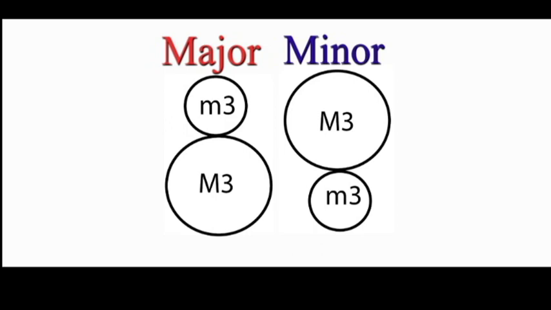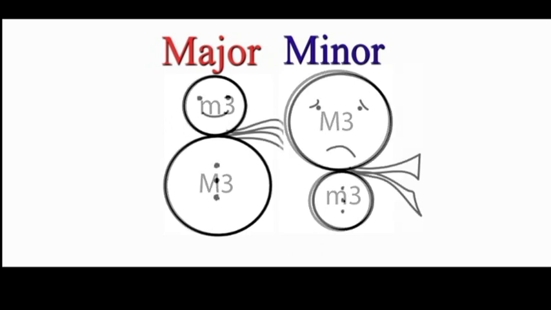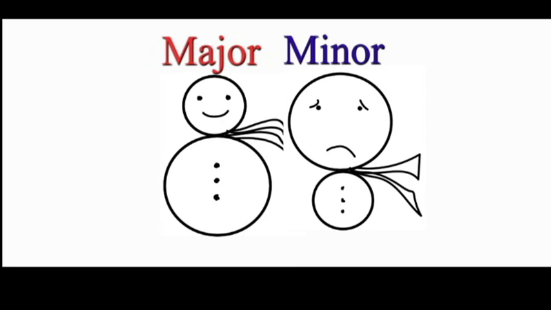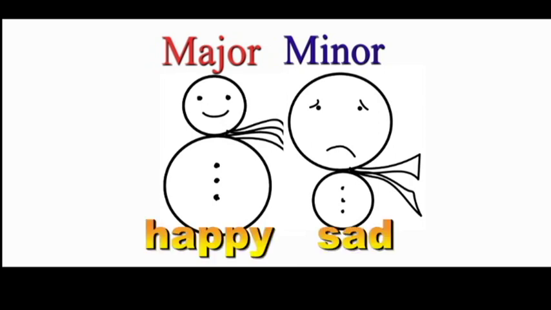Well, if we were to imagine that each of these intervals were circles, major thirds being large circles and minor thirds being small circles, we could, if we used our imagination, imagine that each triad was a snowman. And of course, the first snowman is happy. His body is proportionate. The second snowman, unfortunately, is sad.